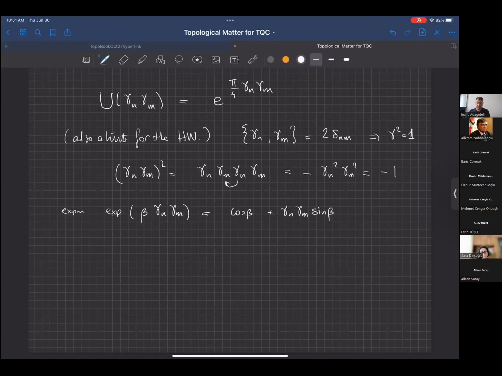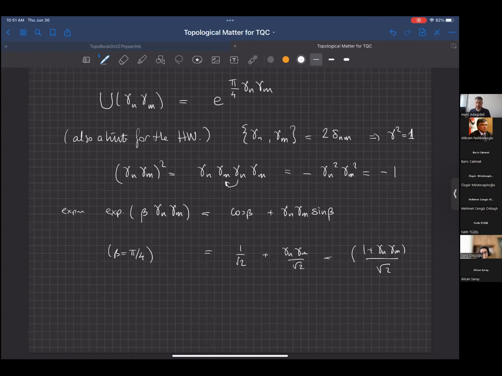So now you have this operator, you can actually go play around with stuff, that's the key thing. Remember for beta equal to pi over four, this would be basically the following: cosine beta would be one over square root of two plus gamma n. So this would be basically one plus gamma n divided by square root of two. That would be the operator that exchanges gamma n and gamma n.